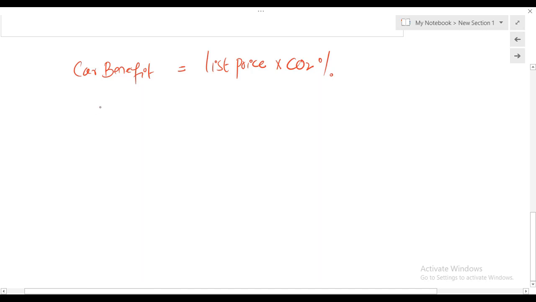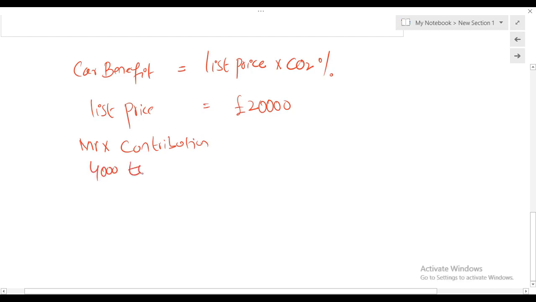Let's say your examiner says the list price is £20,000 and Mr. X, who is an employee, contributes £4,000 to purchase this car, to buy this car.